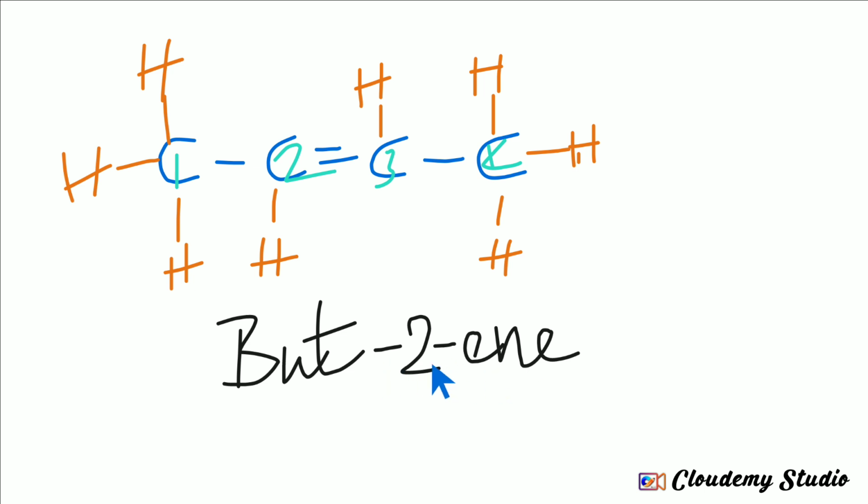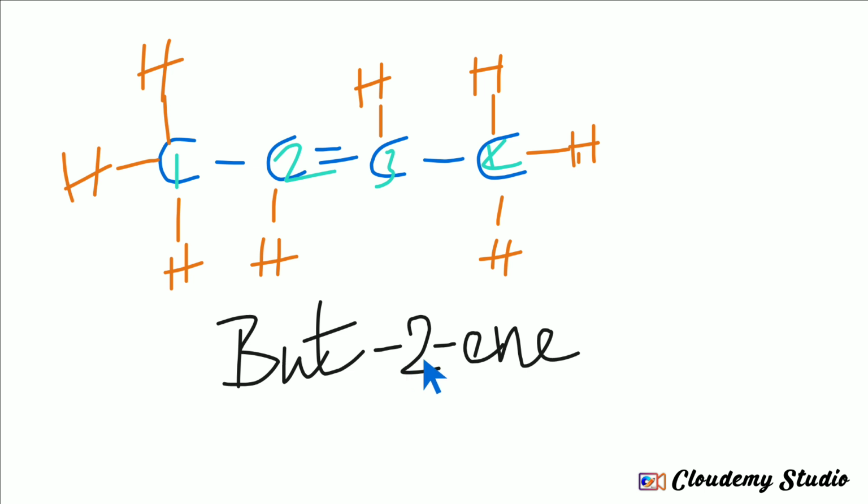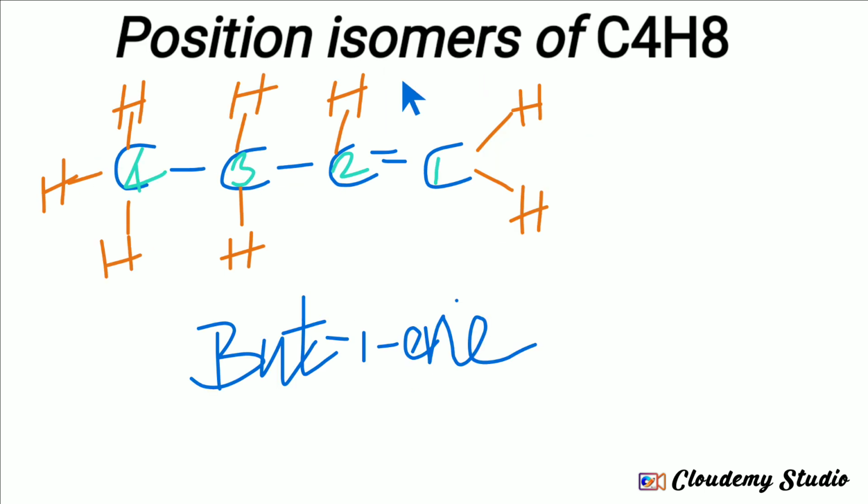In but-2-ene, the location of the carbon to carbon double bond is at the second carbon atom. In but-1-ene, the position of the carbon to carbon double bond is at the first carbon atom. Therefore, this but-1-ene and but-2-ene are the position isomers for C4H8.